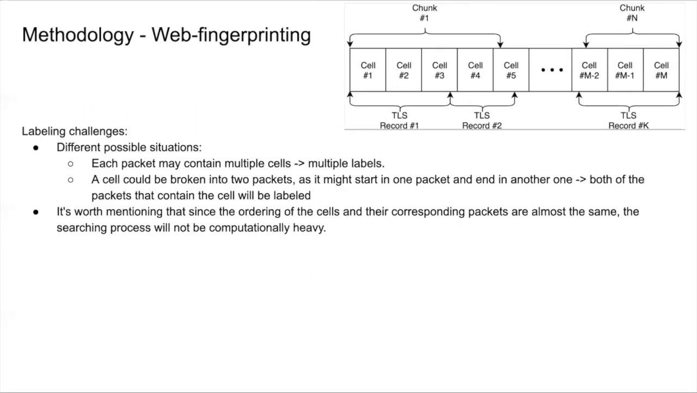So, but in this case, there could be multiple situations that make it a little bit more complicated. For example, as already clear in the picture, each packet may contain multiple cells, so it should receive multiple labels. At the same time, each cell can be broken into two packets, as it might start in one packet and end in the other one. So the result is that you should label both packets with the same label of the cell. It's also worth mentioning that since the ordering of the cells and the corresponding packets are almost the same, the searching process is not that computationally heavy.